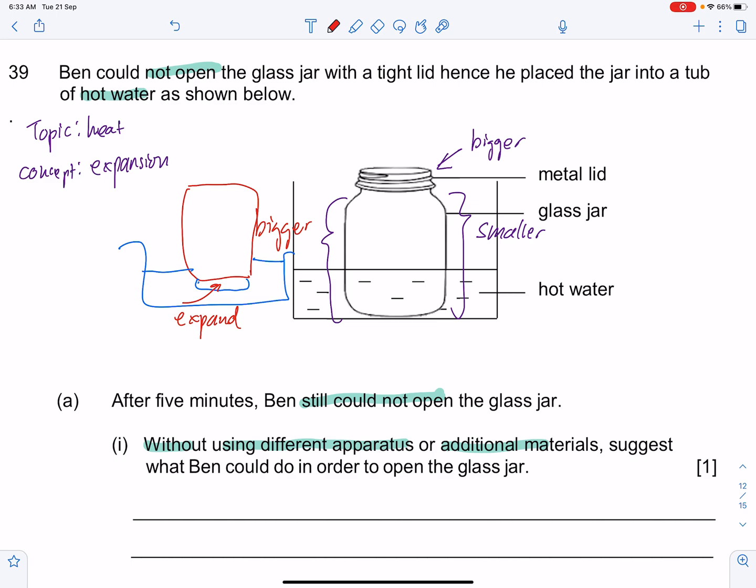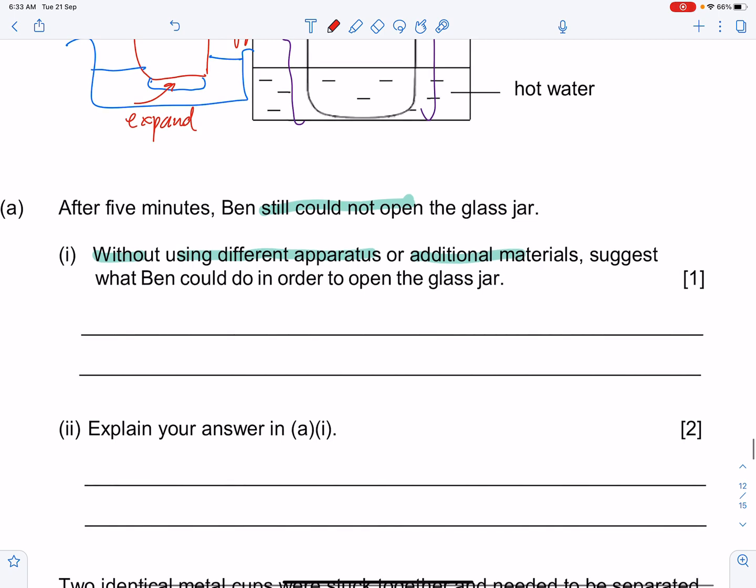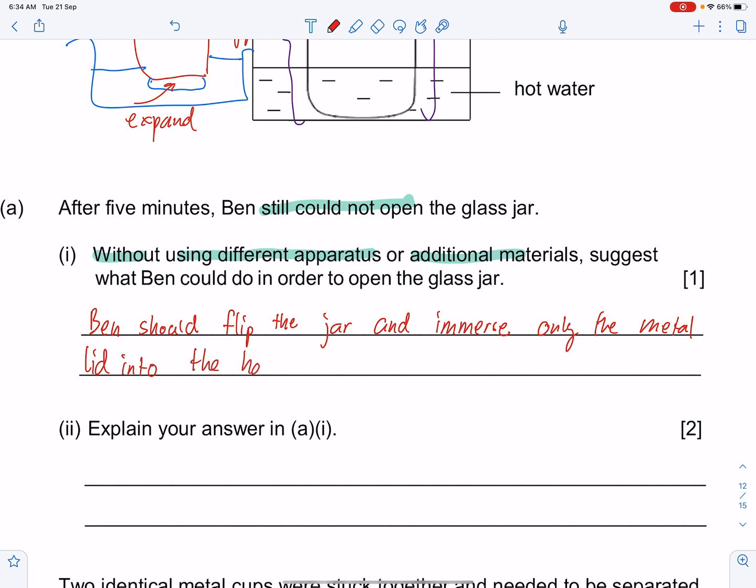Okay? So how should your answer look like? Ben should flip the jar and immerse only the metal lid into the hot water. Okay?